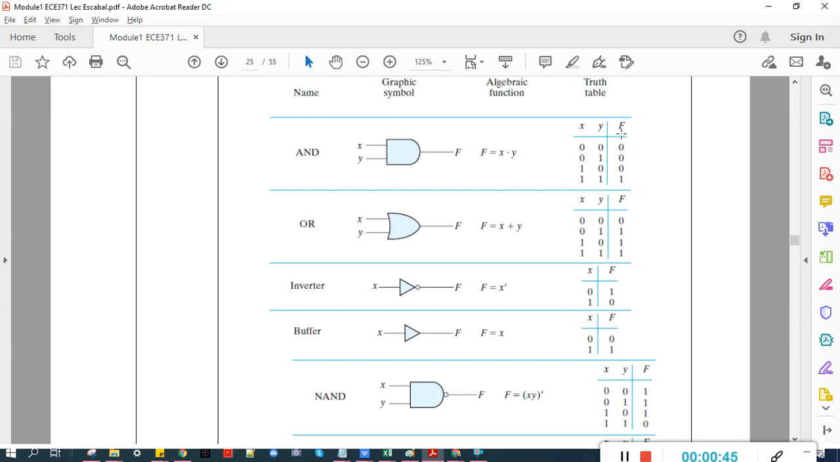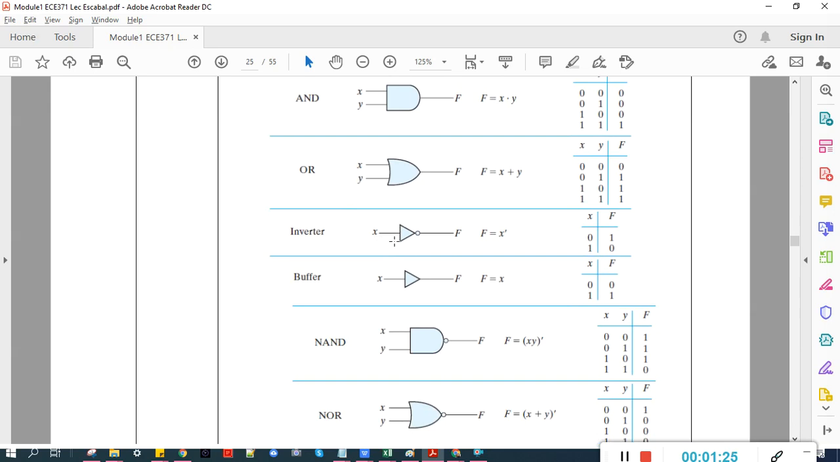And on the rightmost column, we have the truth table. We have already discussed what a truth table is. We have the inputs x, y corresponding to the inputs of the logic gate. We list all the possible combinations of the inputs, and then on the other column is the output side. Here the output is f, and for each combination of input we have a corresponding output.